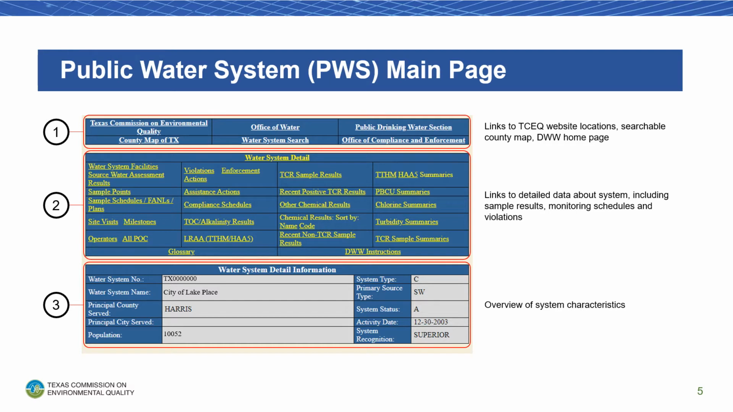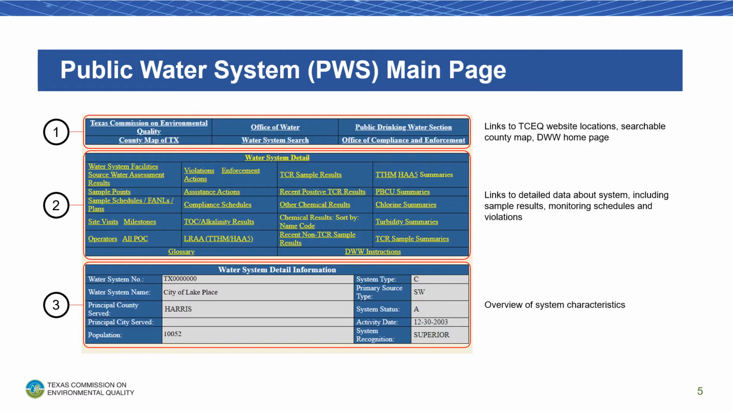On this page, we will discuss what information is available on the PWS main page and how to use these links to navigate to other sections of the database that are relevant to lead and copper. The PWS main page has been divided into 3 sections. Section 1 provides a series of links with general information, including TCEQ website locations, a searchable county map of Texas, and the Drinking Water Watch homepage.